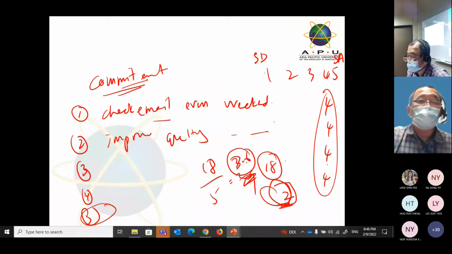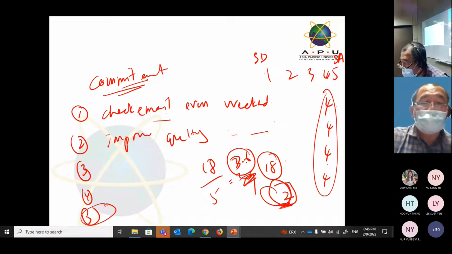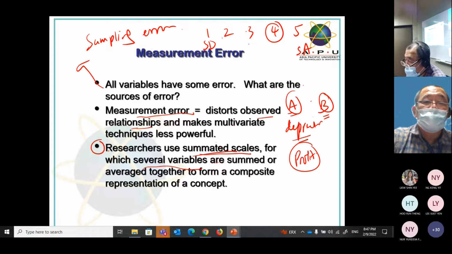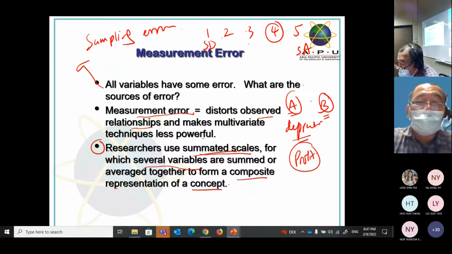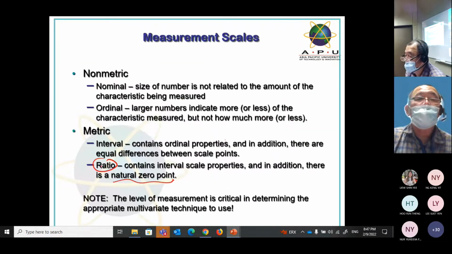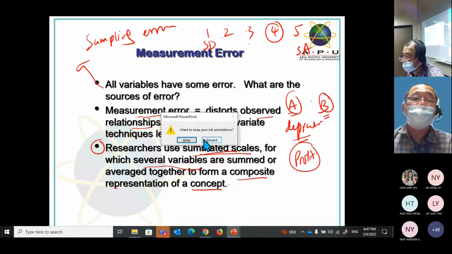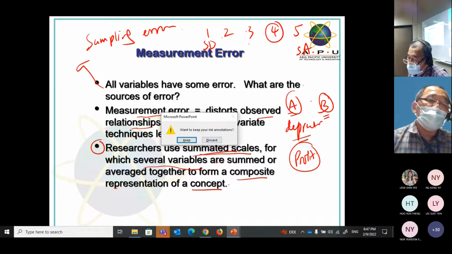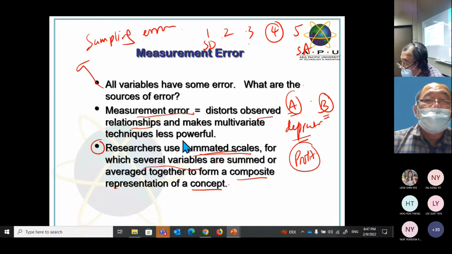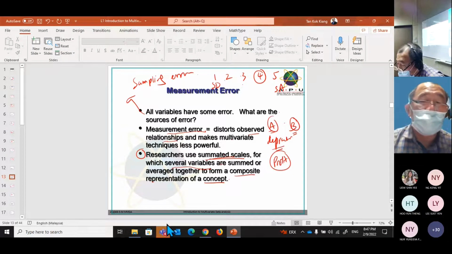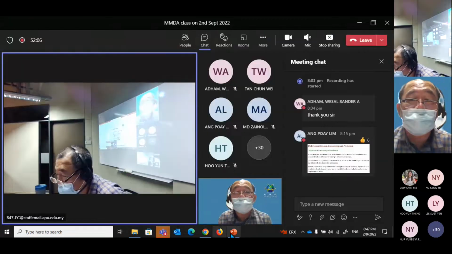Okay, so we can reduce the measurement error by asking more questions, and then we find the average. To form a composite representation of a concept, here we call it commitment of the employee. Because commitment is really difficult for us to measure. It's not something you can see. So we can use some questions here to measure the commitment of your employee.